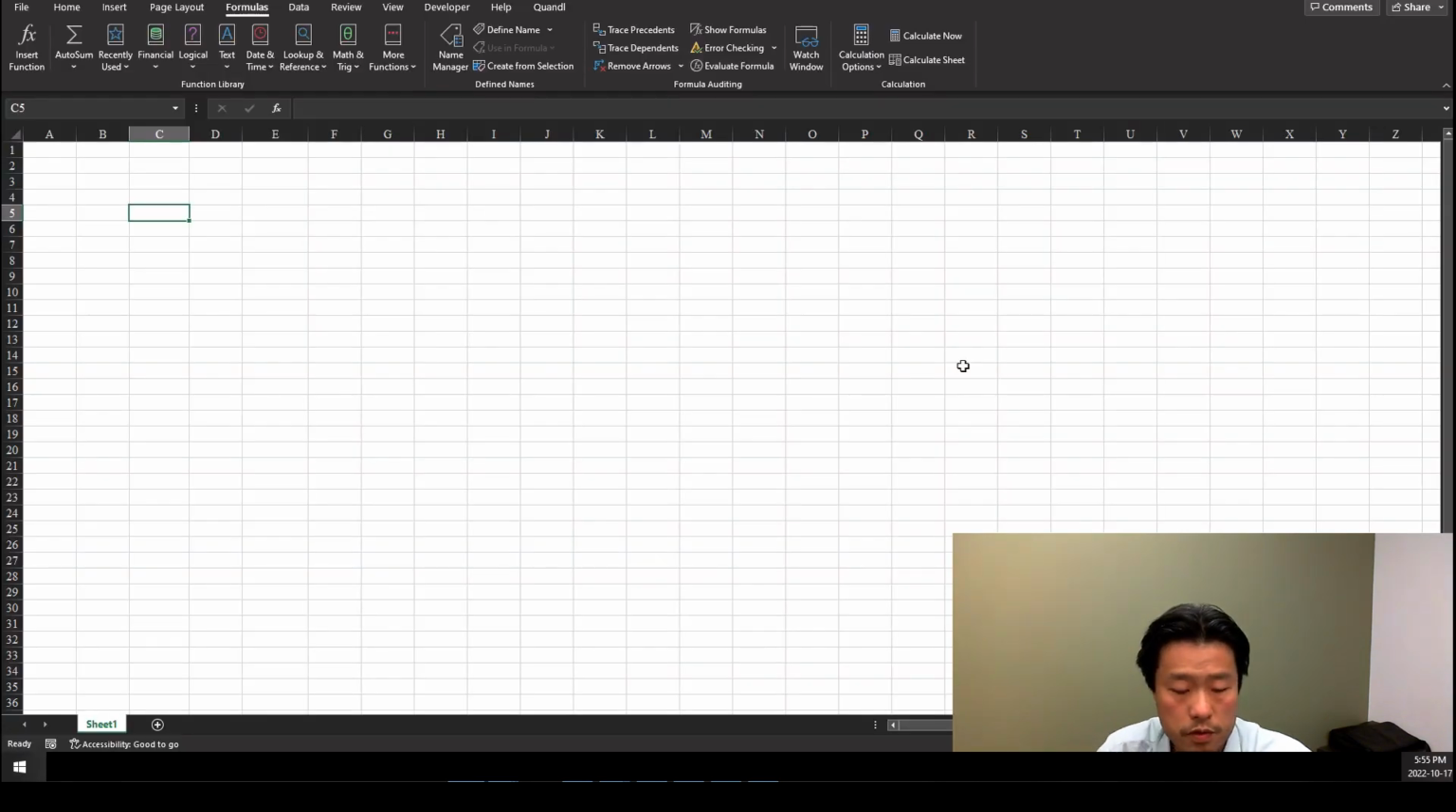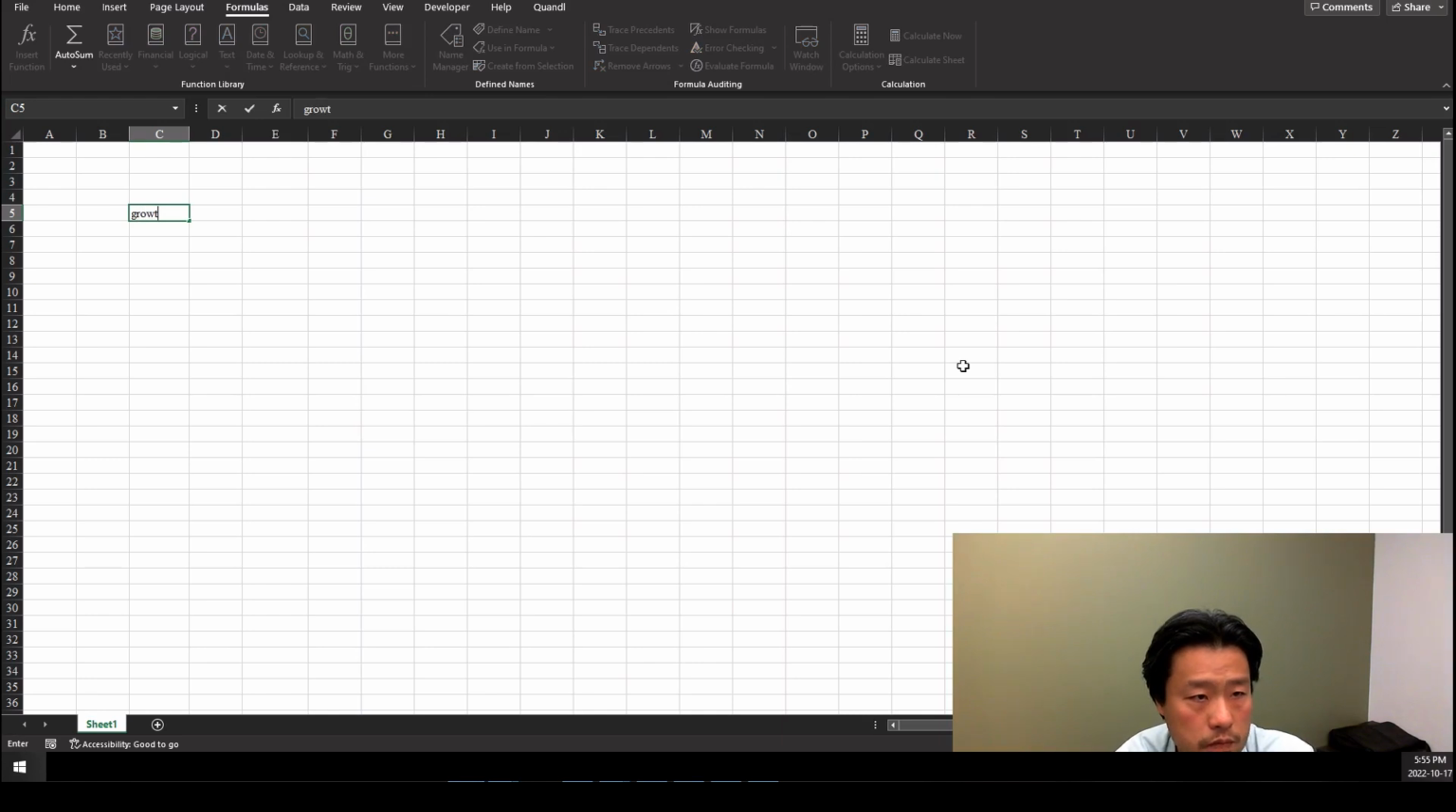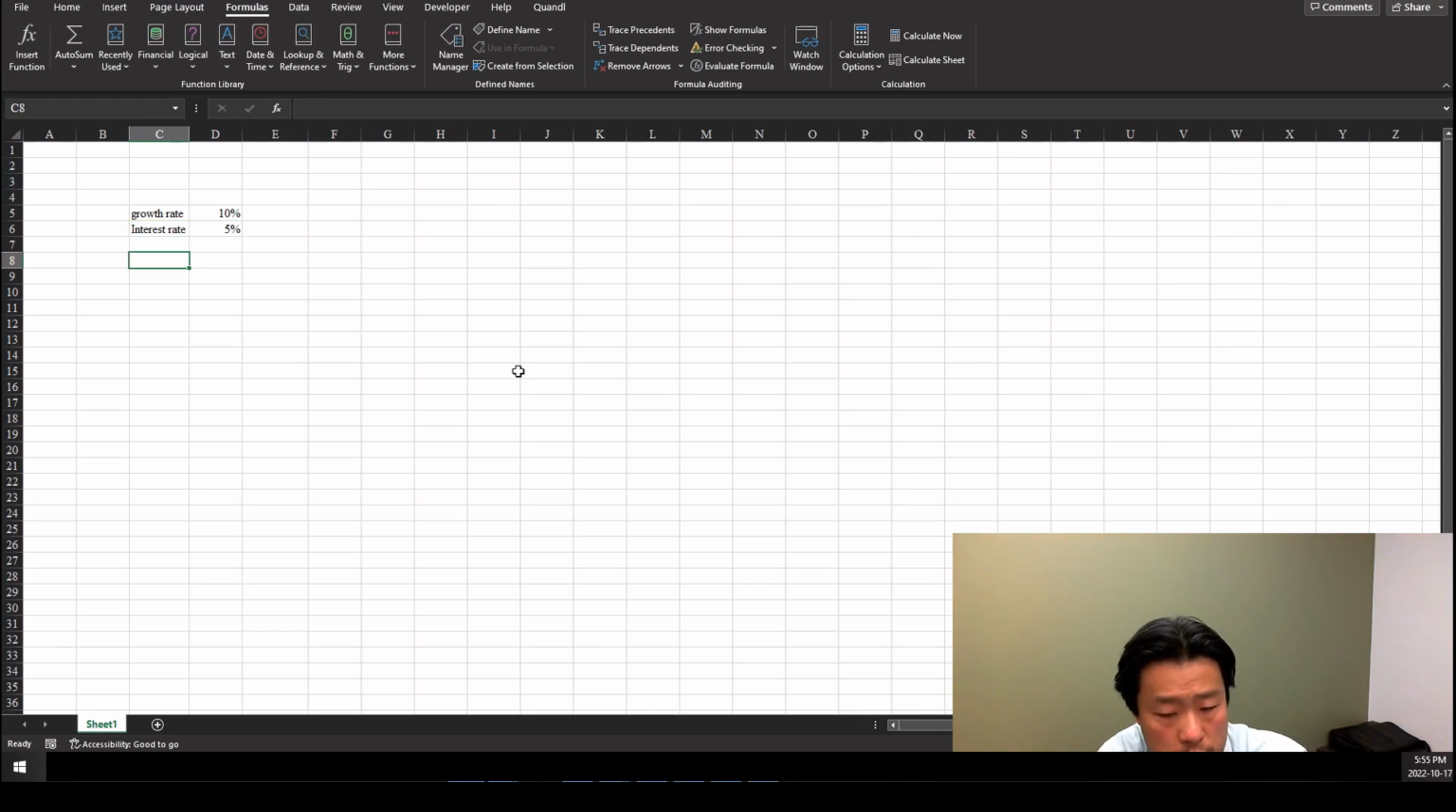In Excel, first you need to type the growth rate, which is 10%, and interest rate, which is 5%. Then you need to fill the time index, 1, 2, 3, and then highlight these 3 numbers and drag it down until you see 10. Remember, the initial payment is 100, so put 100 here.